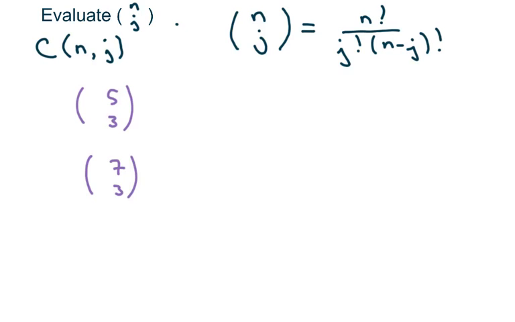Hi everyone. We're going to evaluate nCj. It's a combination formula, and this is the formula for it. It's n factorial over j factorial times (n minus j) factorial.